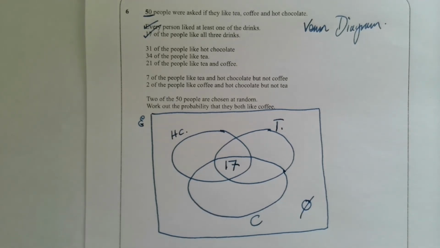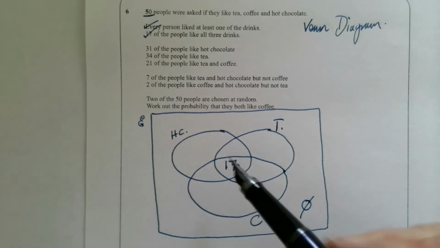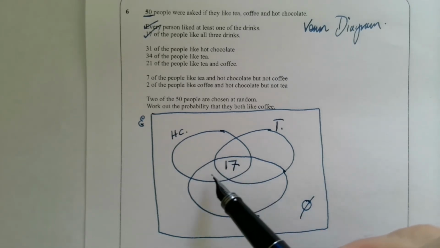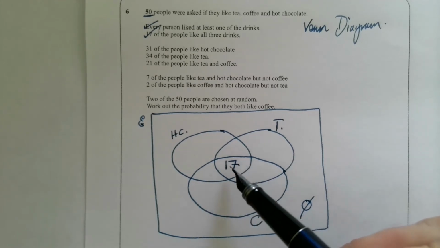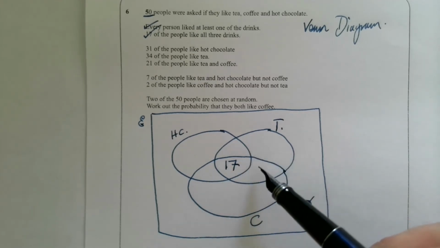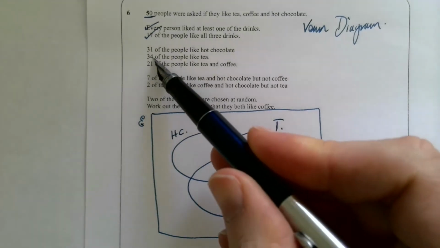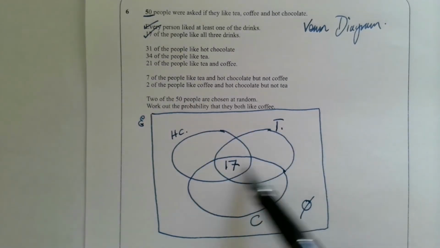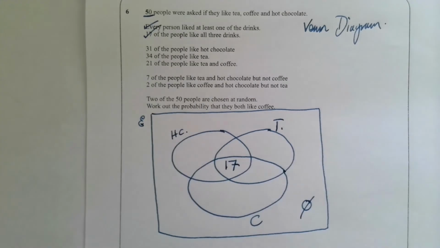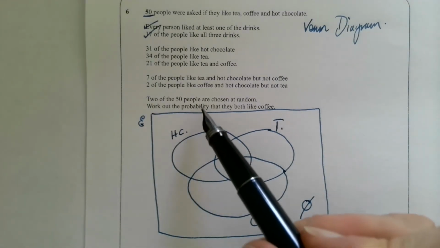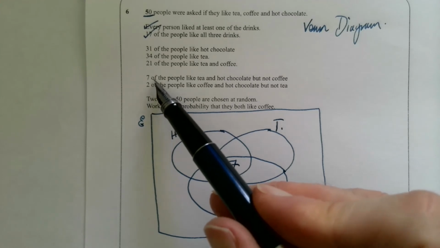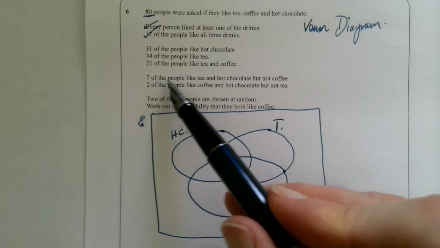So I'm only going to put numbers in when I realise what they can be. So I know that this, and this add up to make 31. I know that 17, this, and this add up to make 34. And similarly, we've got 4 numbers adding up to make 21 liking tea and coffee. The next part is more useful information because it's specific.